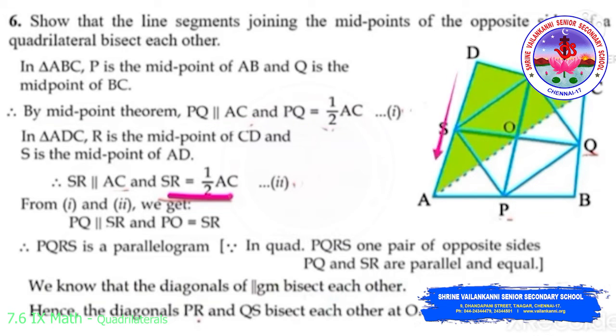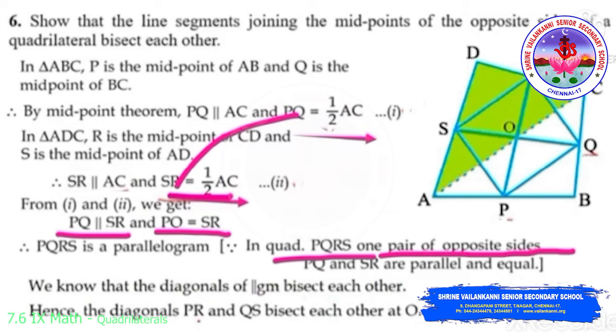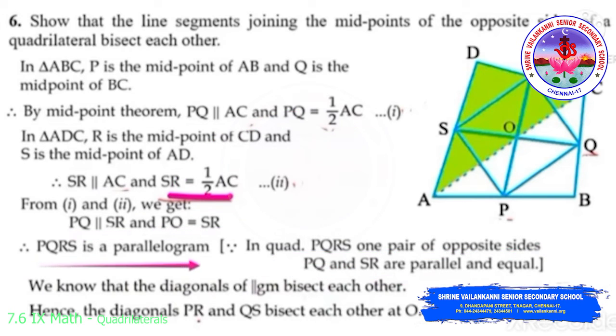Now let us consider the triangle ADC where S and R are the midpoints of sides AD and CD. By the midpoint theorem, SR is parallel to AC and SR is equal to half of AC, calling this equation 2. From equation 1 and 2, we get PQ is equal to SR. PQ is parallel to SR. If one pair of opposite sides PQ and SR are parallel and equal, PQRS is a parallelogram.